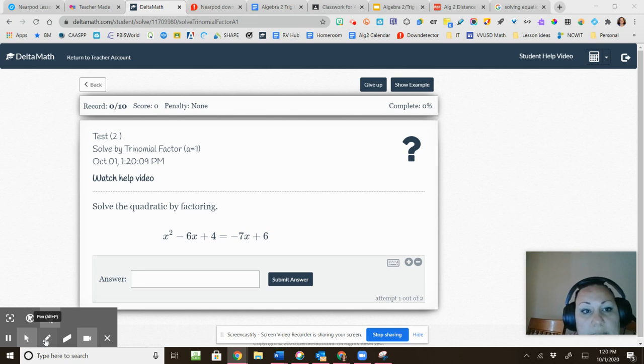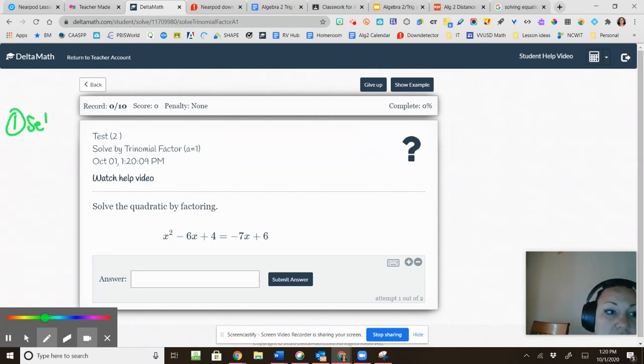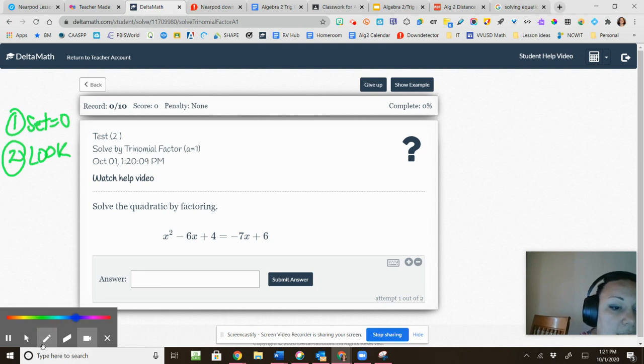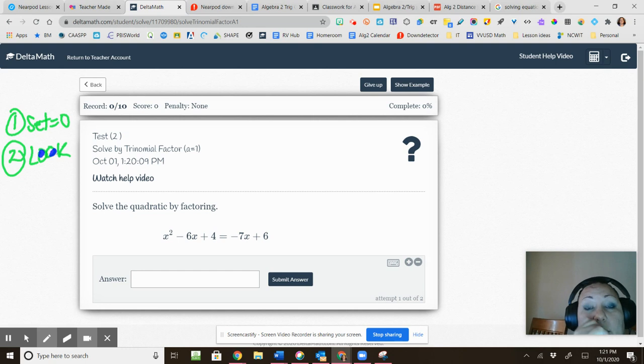So today you're going to be solving a quadratic equation by using the x method. So let's go over some rules. Before we do this, the first thing you need to do is to make sure that you set it equal to 0. After you set it equal to 0, look. Now, when you're looking, I always tell students, you're looking in both directions for numbers and letters.